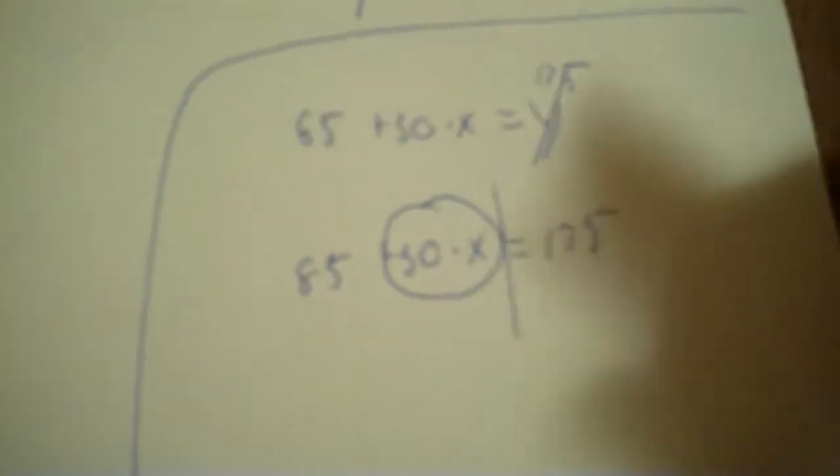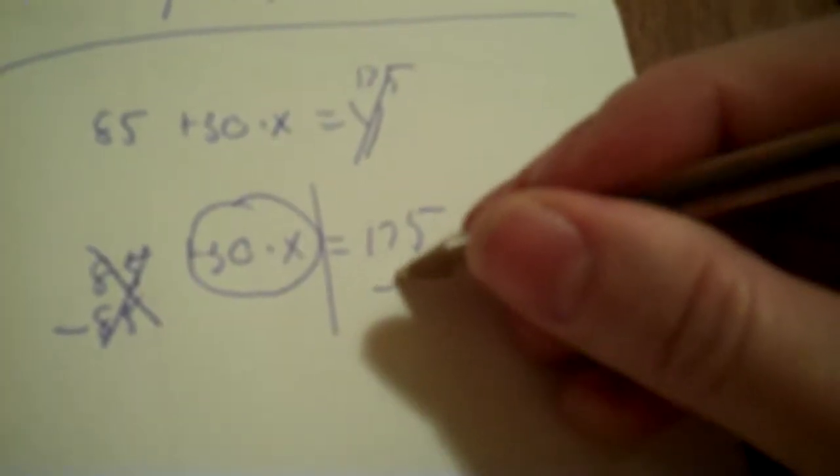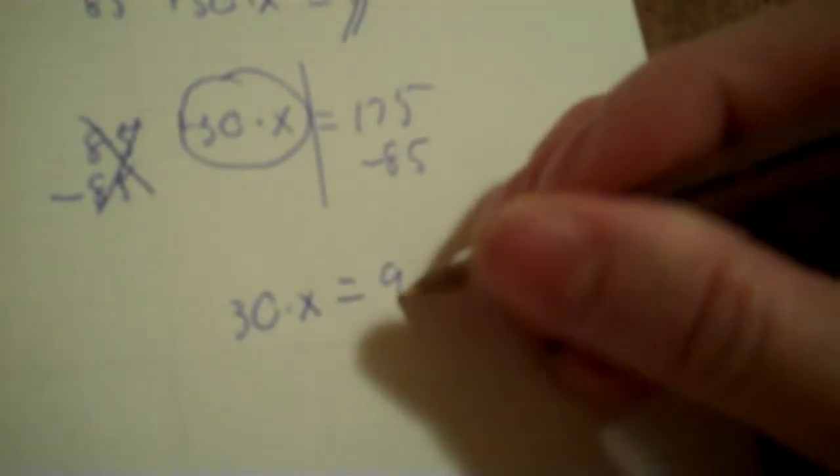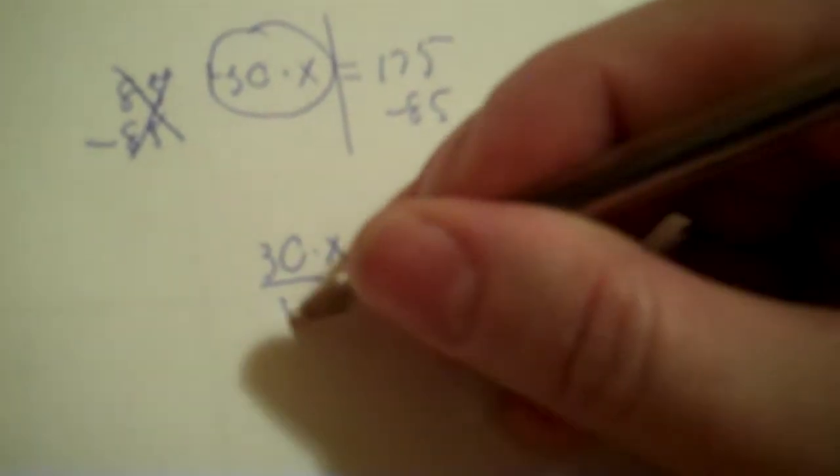Okay, so highlight the times, take out your 85 by minusing it. 30 times x, okay. It's going to be 90 divided by 30. And that's going to be 3, okay. Makes sense because in the third week, you'd add another 30 and that would take you to 175.